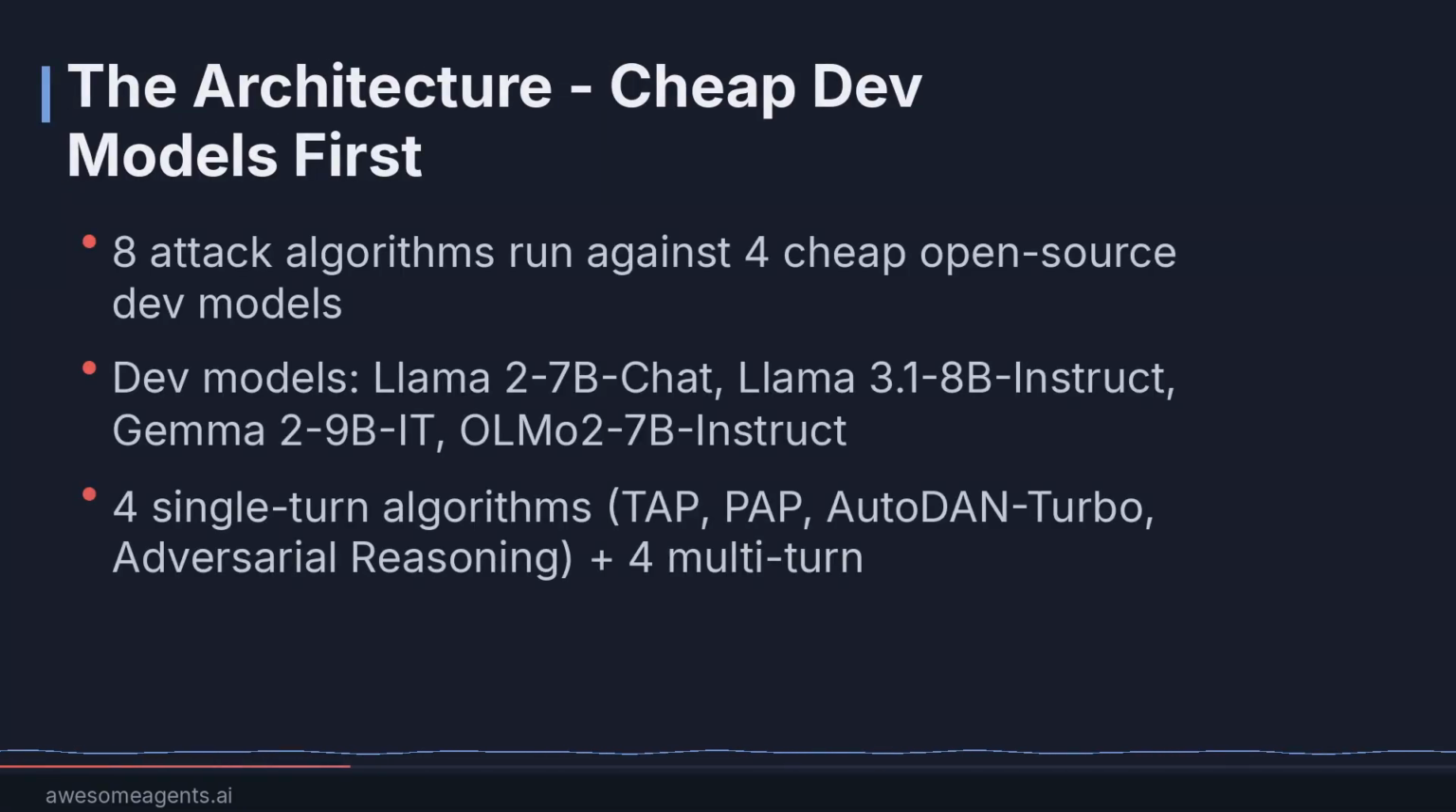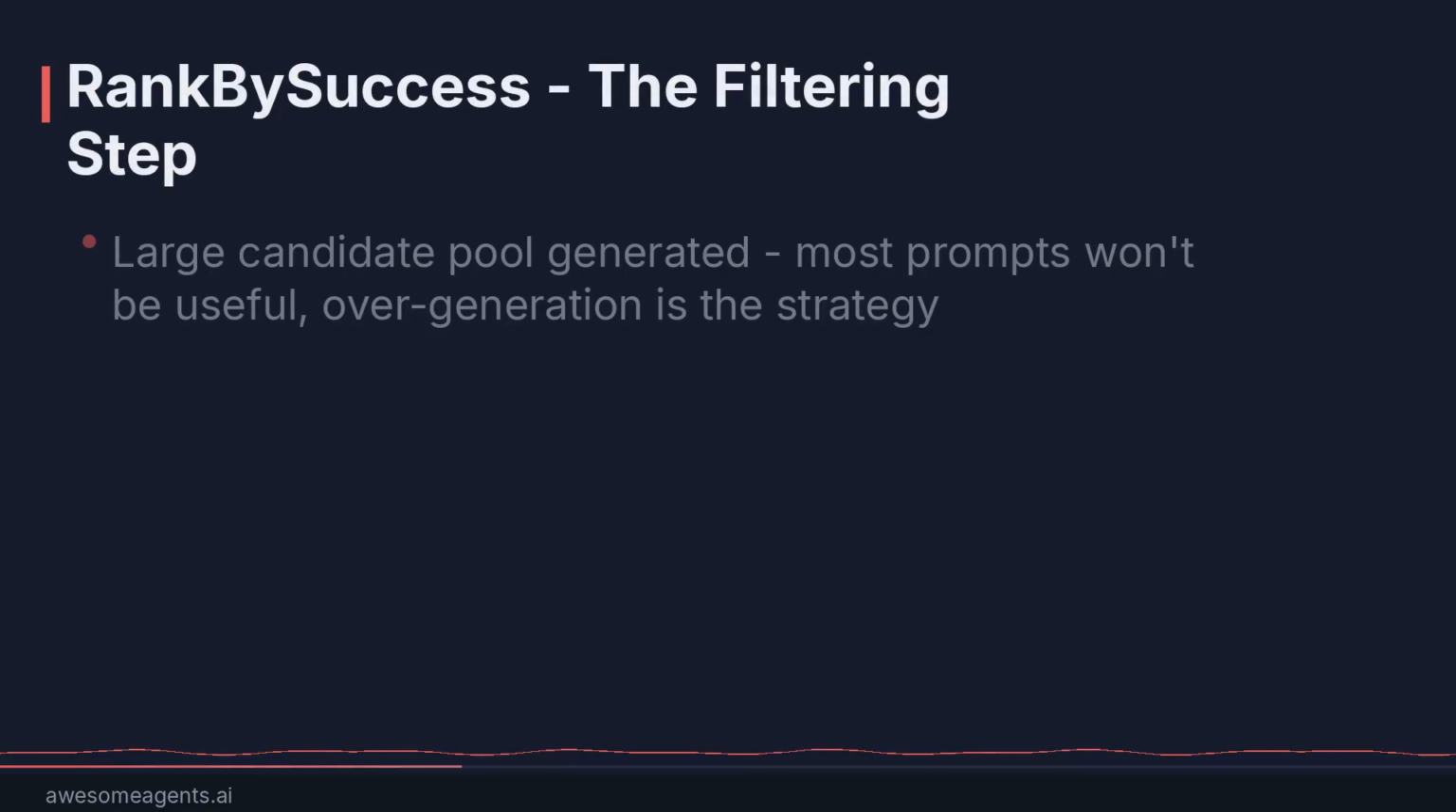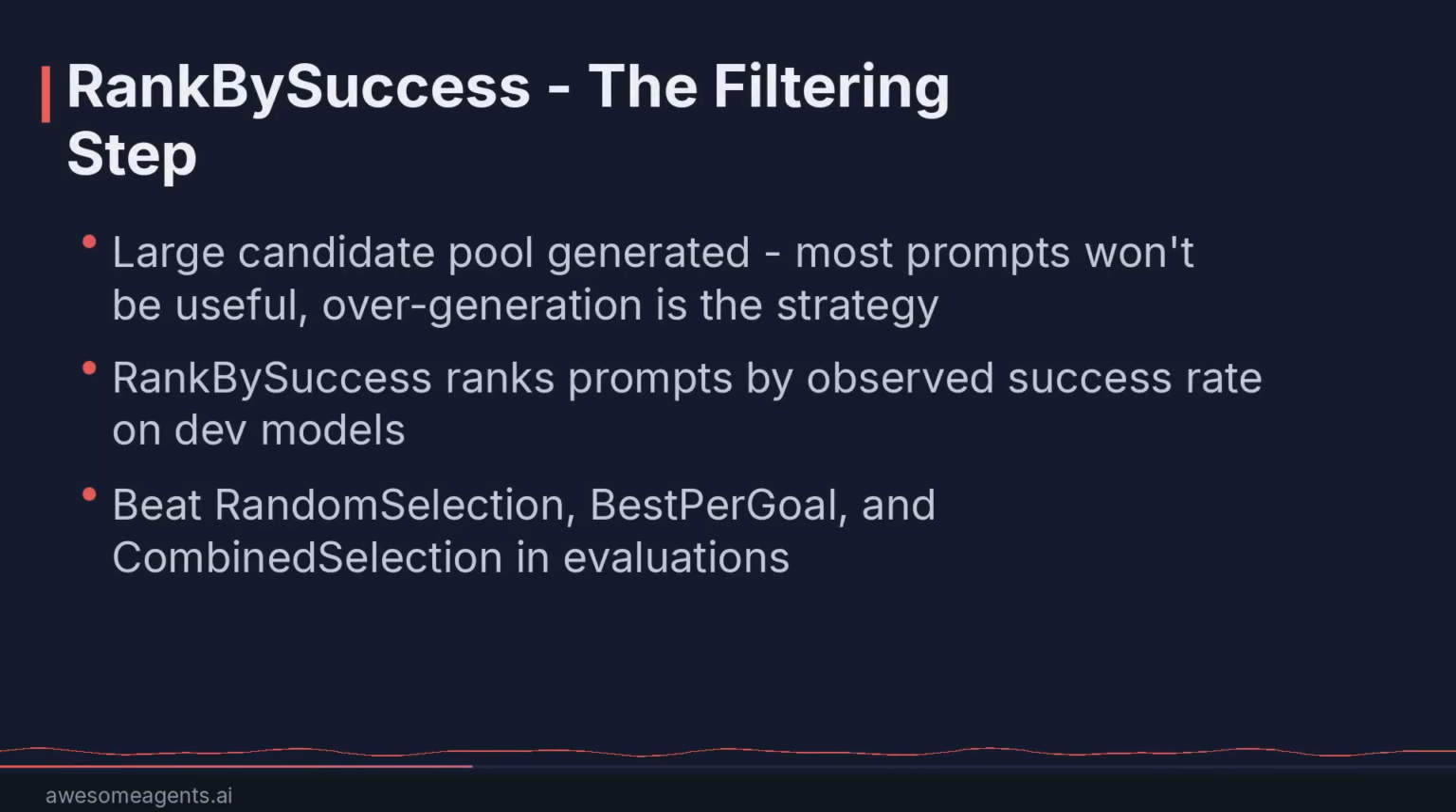That sounds expensive though. How do you make it practical? That's the clever part. You don't run those attacks against your expensive frontier model. You run them against cheap, small, open source models first. 8 attack algorithms, 4 small models: Llama 2 7B, Llama 3.1 8B, Gemma 2 9B, OLMo 2 7B. You generate a huge pool of candidates and then filter down to the ones that actually transfer. So the small models are a cheap test environment and only the survivors get pointed at the real target.